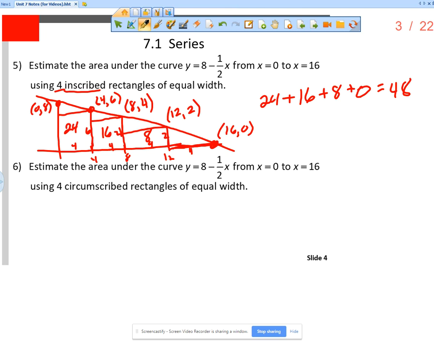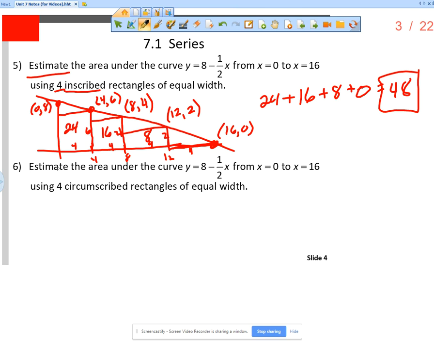Now that is our estimate of the area under the curve using this process. Yes, I understand it is a triangle. We could find the area exactly, but as we move forward, that is not going to be the case, and I'll show you that on the next slide.